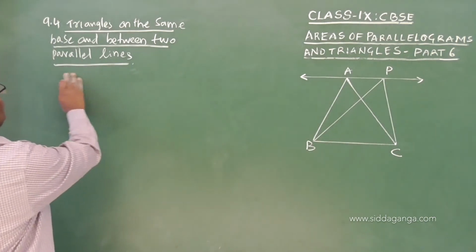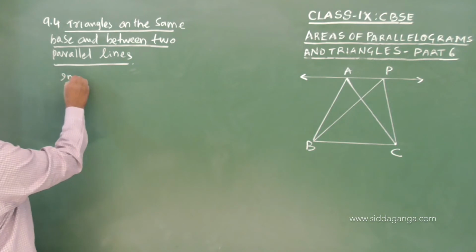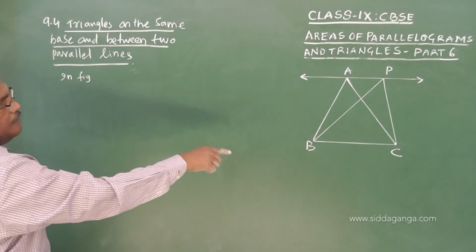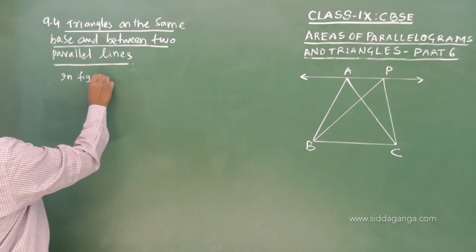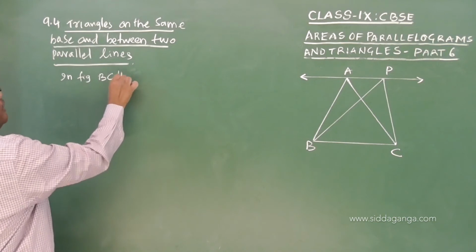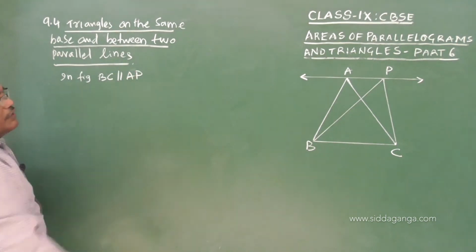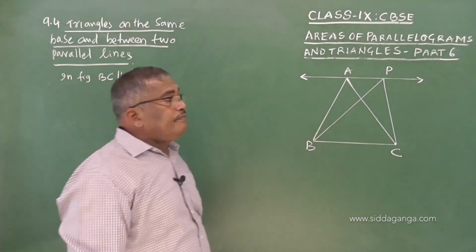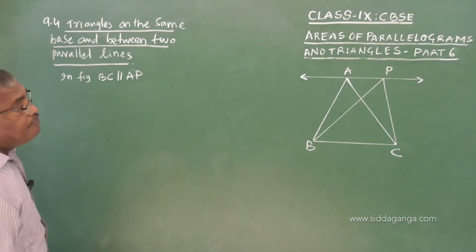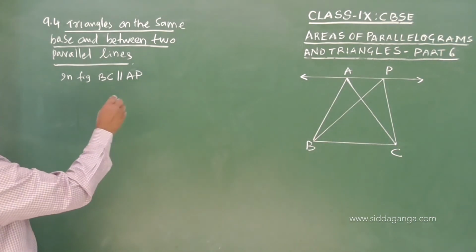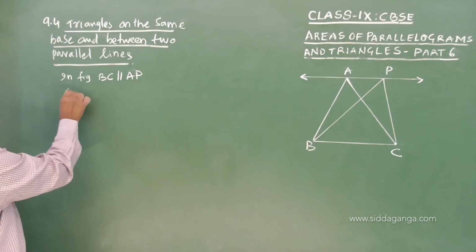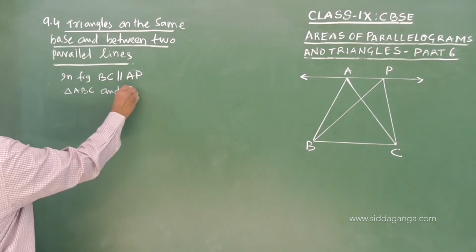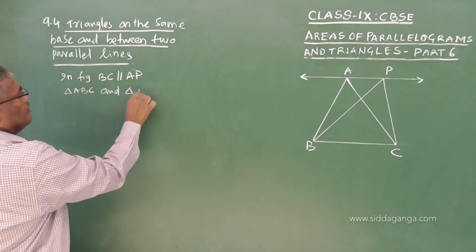So, now in the figure, BC is parallel to AP. It is the given condition. BC parallel to AP. Now, triangle ABC and triangle PBC.